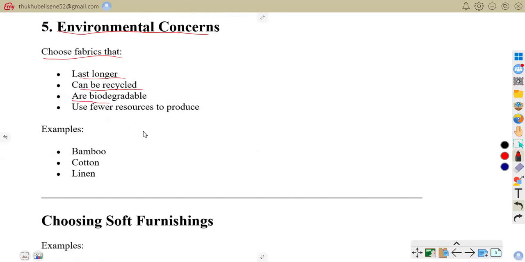They are biodegradable. Biodegradable fabrics break down naturally after disposal. For example, cotton and linen decompose naturally over time. Use fewer resources to produce. Some fabrics require less water, chemicals, or energy in production. Then we have examples, such as bamboo.